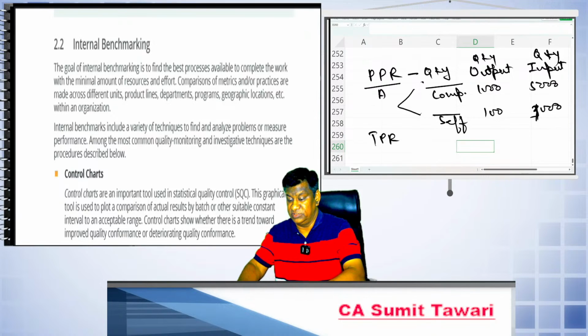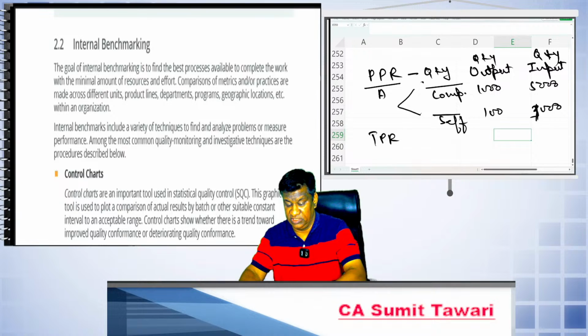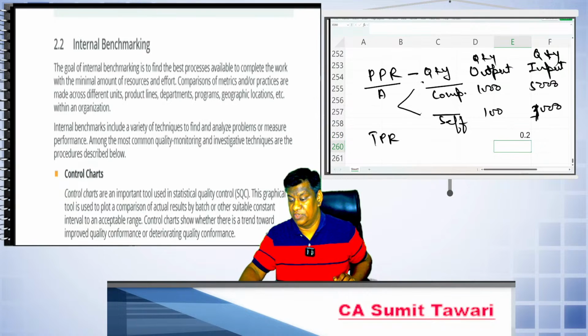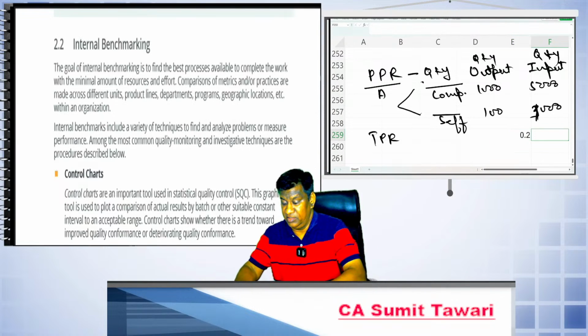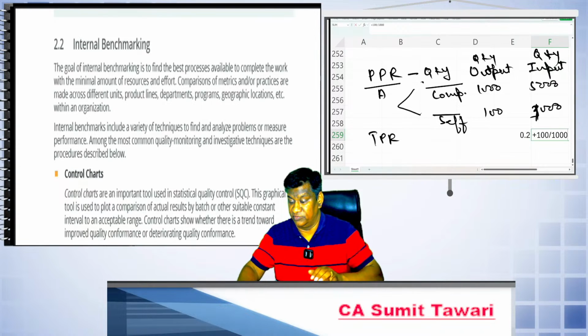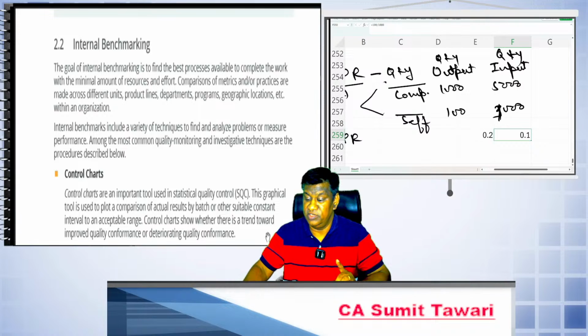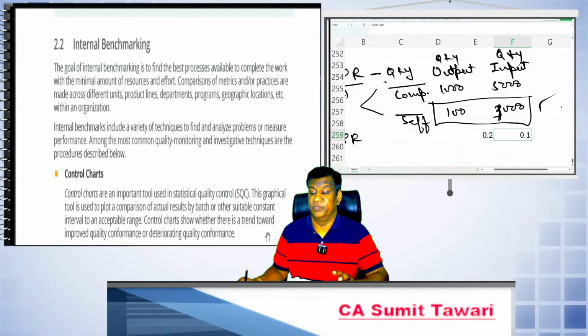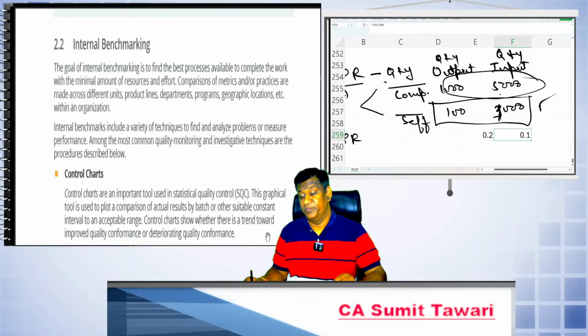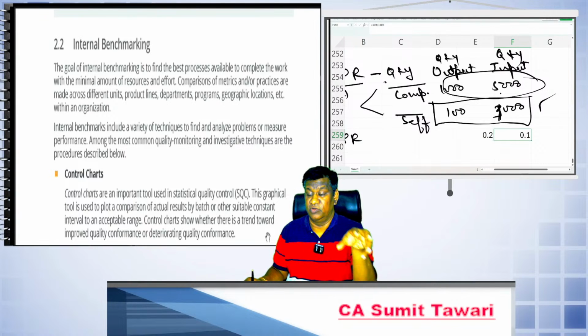So now the PPR for your competitor is basically 1000 divided by 5000. It is 0.2, means he needs 0.2 input for producing one output. And here 100 divided by 1000, so it requires 0.1 input for producing one output. So if you see, this ratio is more favorable. There is no scope for any improvement, because your competitor is already producing with a higher input the lower quantity.